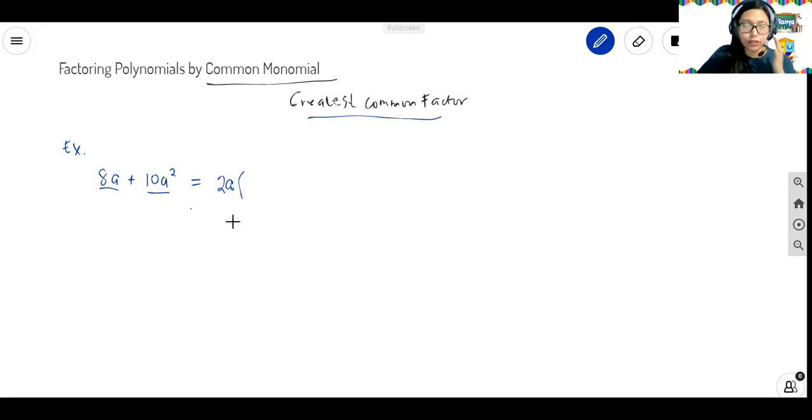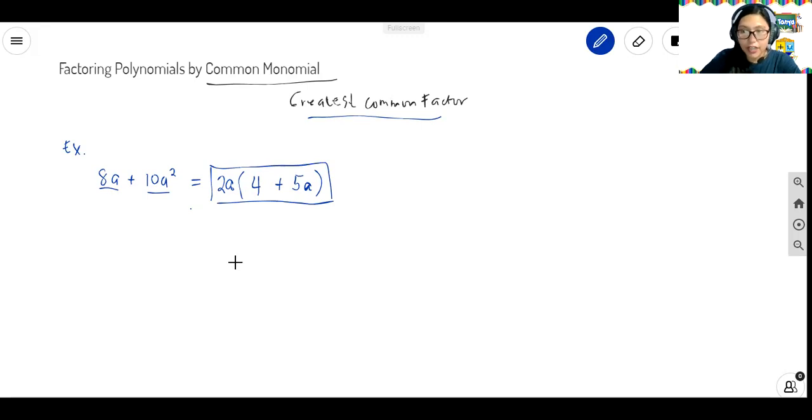The second factor will be the term that will remain if we divide both the terms by 2a. So 8a divided by 2a will give us 4, plus 10a squared divided by 2a will give us 5a. Hence, the factored form of 8a plus 10a squared is 2a times (4 plus 5a).